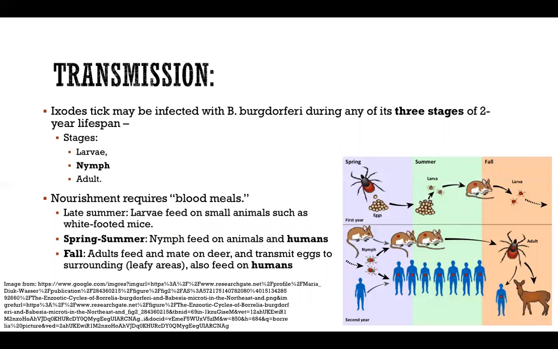So, the transmission: the Ixodes tick may be infected with Borrelia burgdorferi during any of the 3 stages of its 2-year lifespan. There is the larva, the nymph, and the adult stage. Nourishment for the tick requires a blood meal. In late summer, the larva feeds on small animals such as the white-footed mouse. In the spring to summer, the nymph feeds on animals, and this is where humans are able to catch the disease. During the fall, adults feed and mate on deer and transmit the eggs to the surrounding areas. And also, they feed on humans.